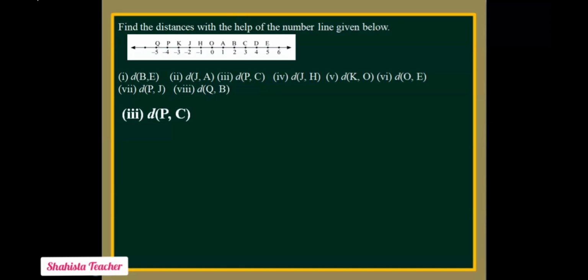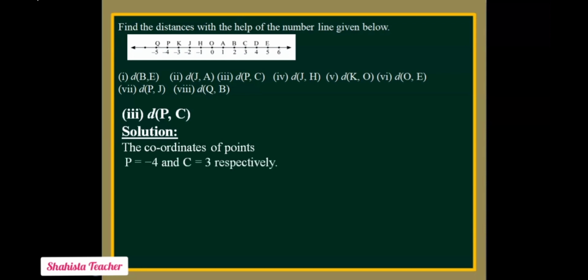Solution. The coordinate of point P is -4 and the coordinate of point C is positive 3, respectively. Now we have to see which number is greater. First compare: which number is greater, 3 or -4? You're right, 3 is greater, and -4 is the smaller number.